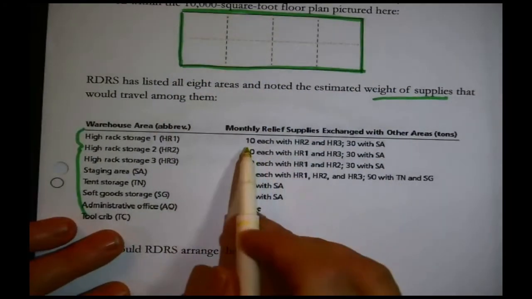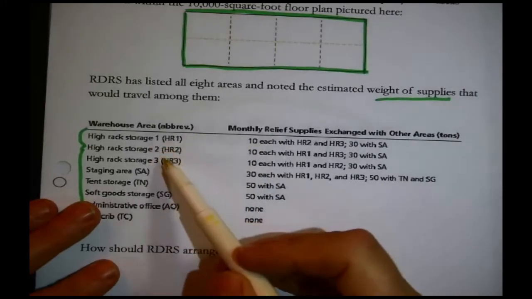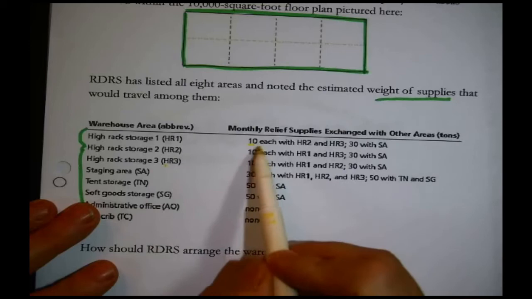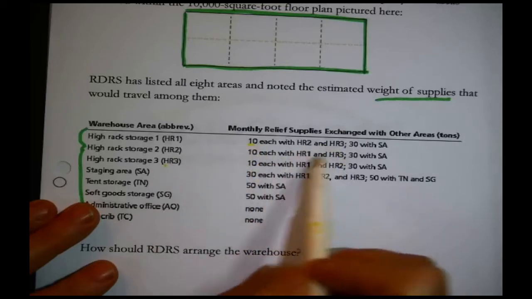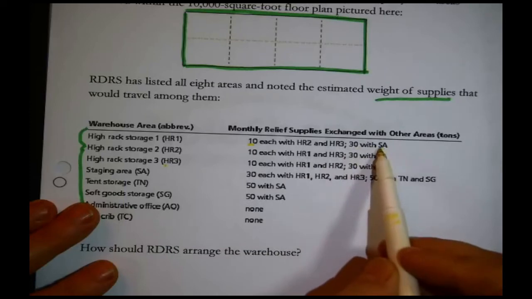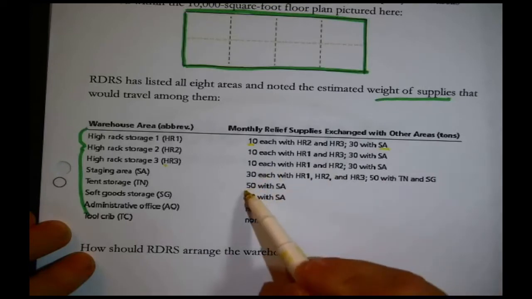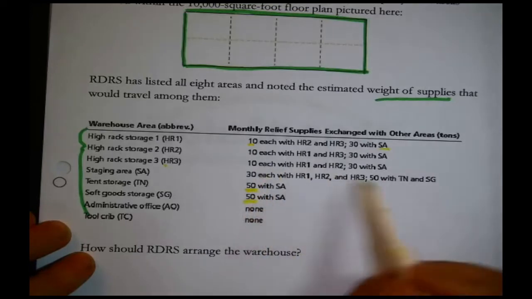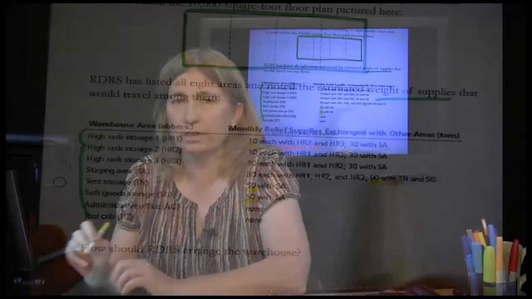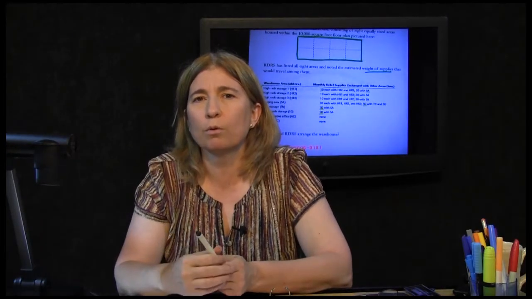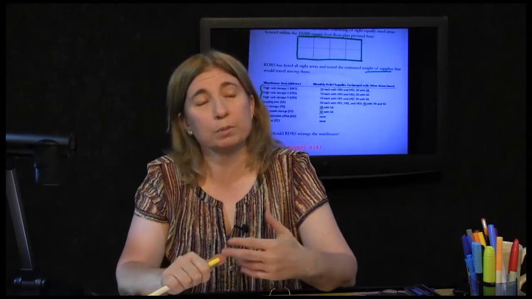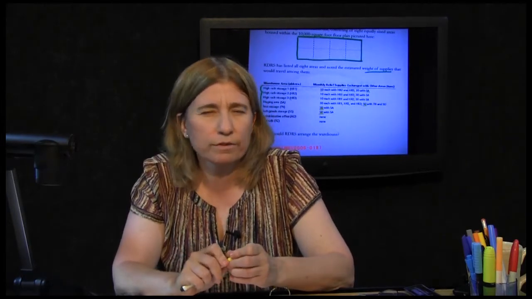You know what I'm tempted to do? Let's look at the data, and I want to look for really large numbers. I notice, for instance, it says here for each of the high rack storage areas, they exchange 10 tons of supplies with each other. 30 tons of supplies monthly with, let's see, SA stands for staging area, but that is not the biggest number that I see here. I see a 50 here, a 50 here, and another reference to 50 tons of supplies. I'm just looking for the largest amount of traffic, because here the supplies moving in between the areas in the warehouse are the traffic. You say, all right, well, 50 is the biggest number I see.